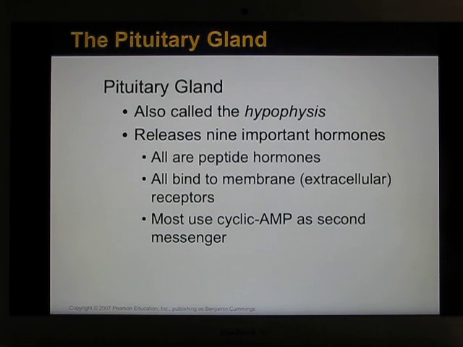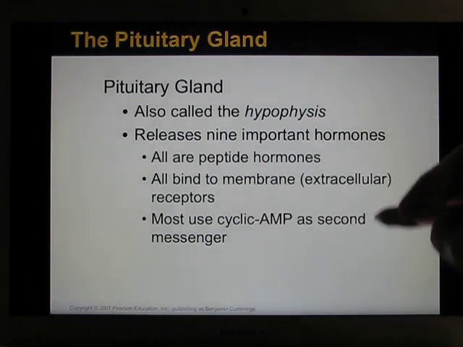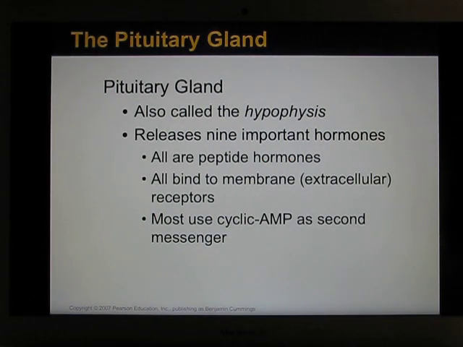Now let's go to different endocrine glands and look at each of them, their function. The first one is the pituitary gland, also called hypophysis. There are 9 different hormones released from there, 7 from the anterior pituitary gland and 2 from the posterior pituitary gland. And all their responses, they'll bind with cyclic AMP as a second messenger, triggering the second messenger system. So all of them are peptide hormones.